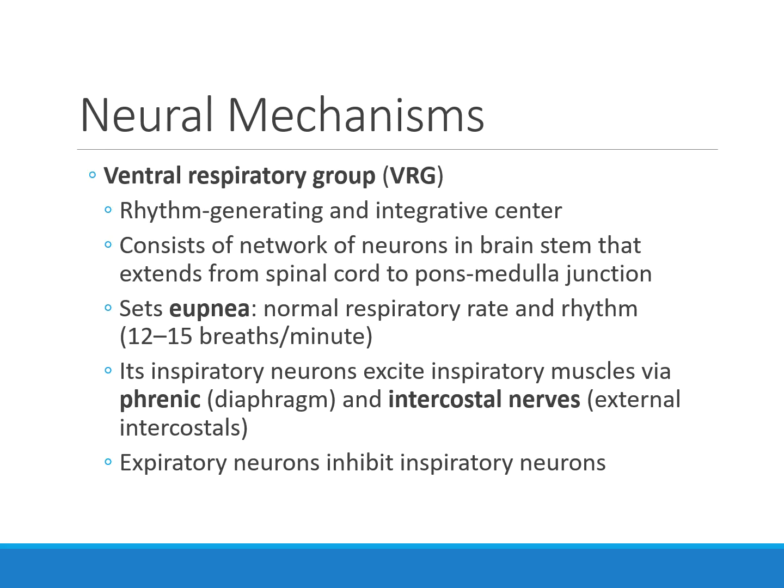The VRG, or the ventral respiratory group, is responsible for generating the rhythm. It's also an integrative center, and it consists of a network of neurons in the brainstem that extend from the spinal cord to the junction between the pons and the medulla. It sets eupnea, which is your normal respiratory rate and rhythm of 12 to 15 breaths per minute. Its inspiratory neurons excite the inspiratory muscles via the phrenic and intercostal nerves, and expiratory neurons inhibit the inspiratory neurons.